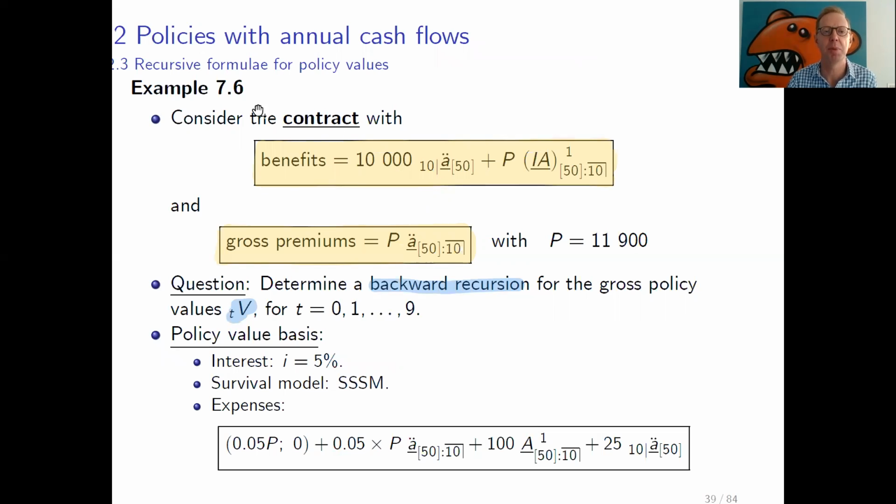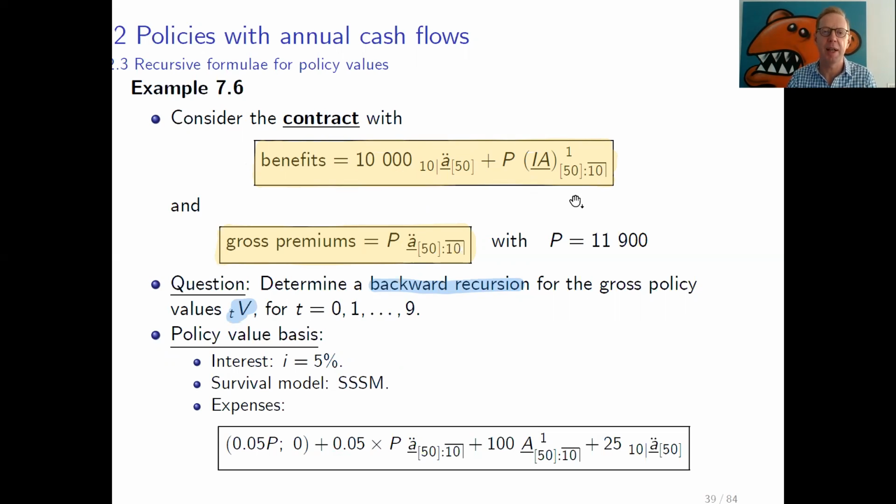Next example is example 7.6. We consider the contract that we have considered already a couple of times. There is a deferred annuity on a person of age 50, and the annuity pays an amount of 10,000 starting at the age 60. There is a premium refund guarantee.